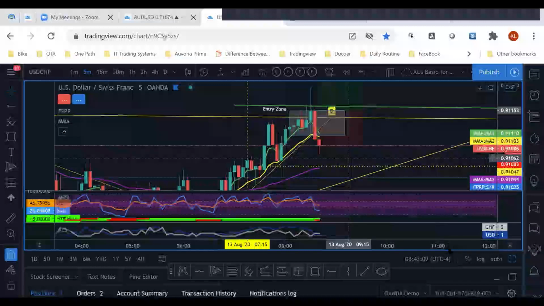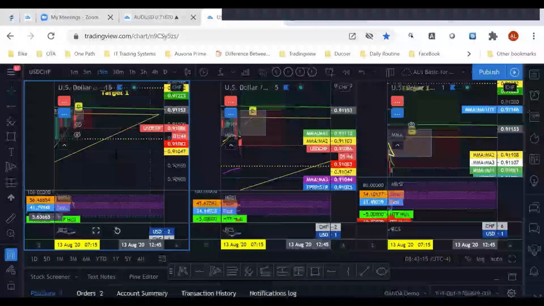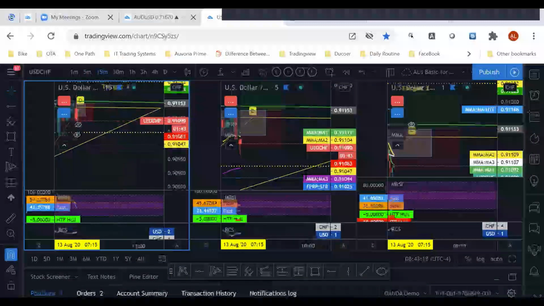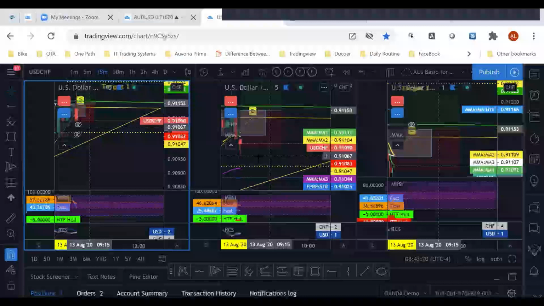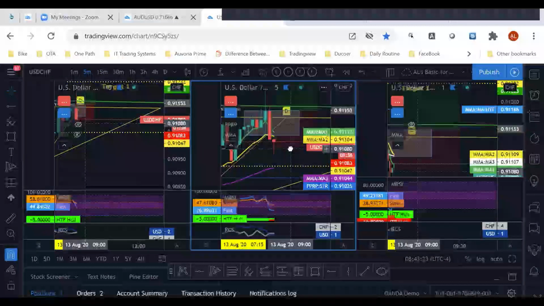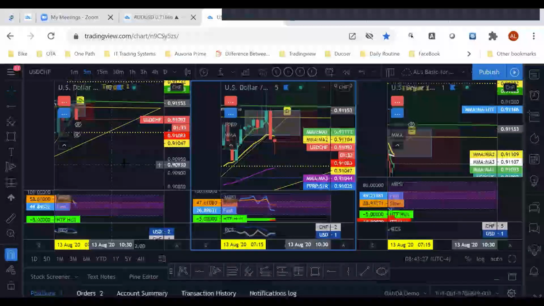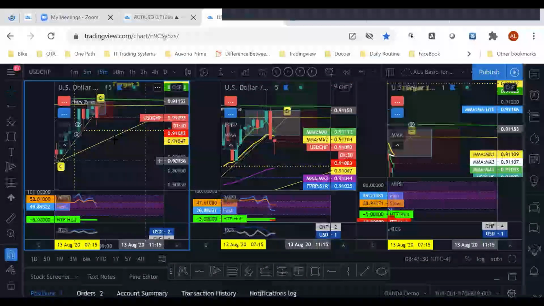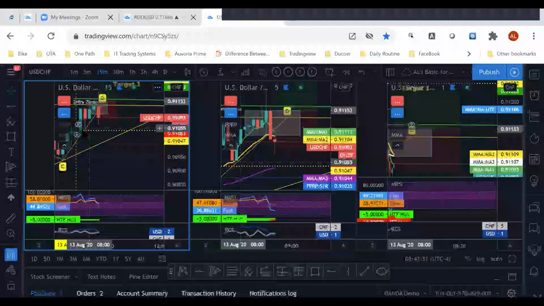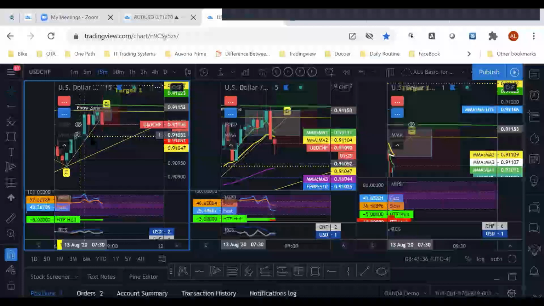The Swiss just flipped over with the strength on the 5-minute chart. Dollar is still a little bit stronger on the 15, not as happy as it was. I don't want to see this thing close below this candle right here.